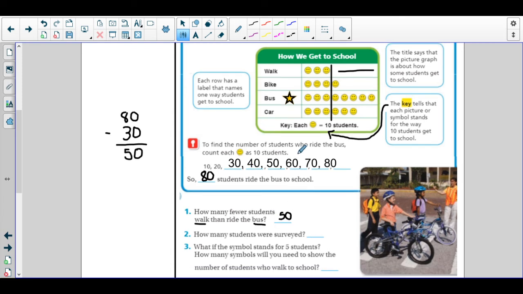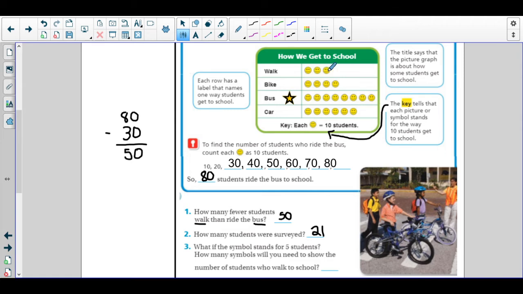How many students were surveyed? Oh, this is a great question. How many students were surveyed? What we have to do is count the number of smiley faces. All right, so we have 1, 2, 3, 4, 5, 6, 7, 8, 9, 10, 11, 12, 13, 14, 15, 16, 17, 18, 19, 20, 21. We have 21 smiley faces, but that does not mean 21 students were polled. Each one is worth 10.